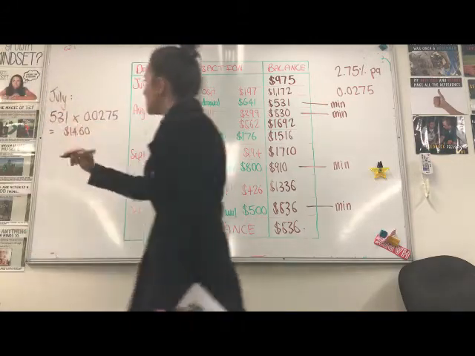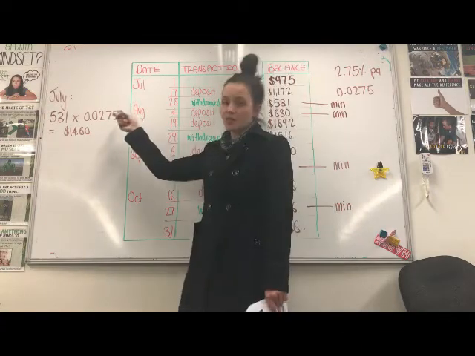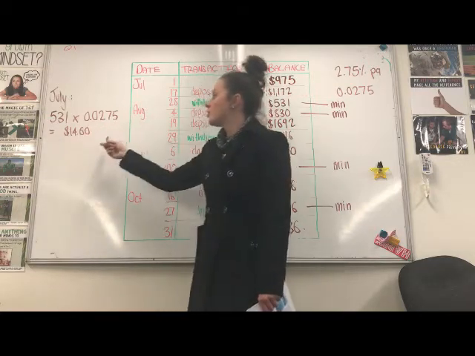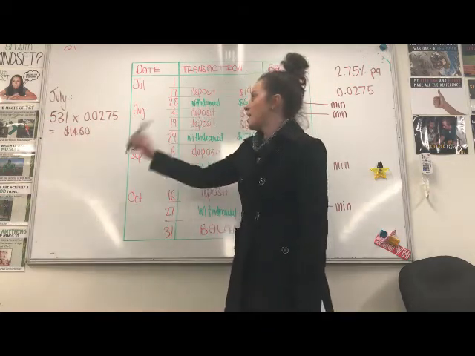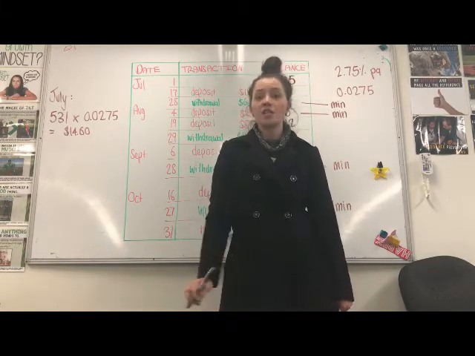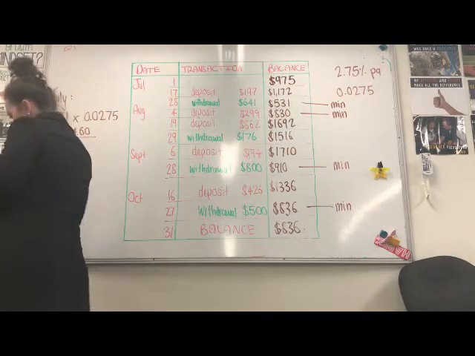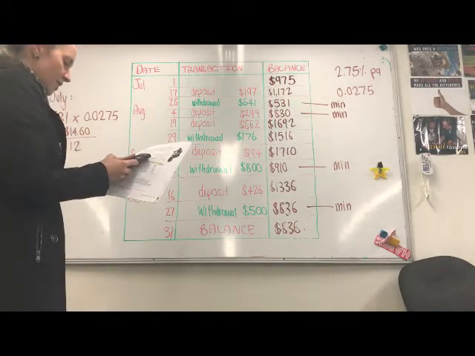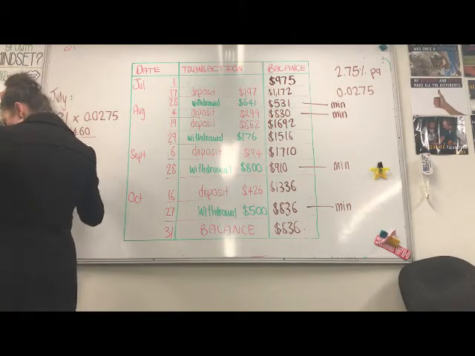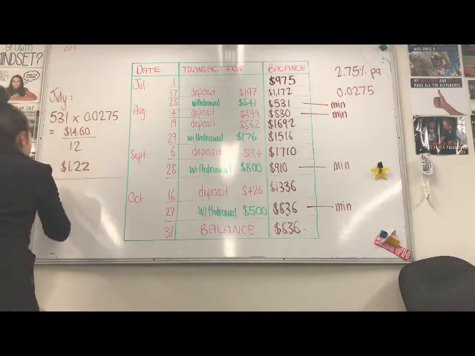Okay, but that is if they had $531 invested for the whole year, because remember that's 2.75% per annum. So that's giving us the total interest they would have earned if they left that in the bank for the whole 12 months, but we don't want to know 12 months, we just want to know a month. So we need to divide this number by 12. So 14.60 divided by 12 is going to equal $1.22.